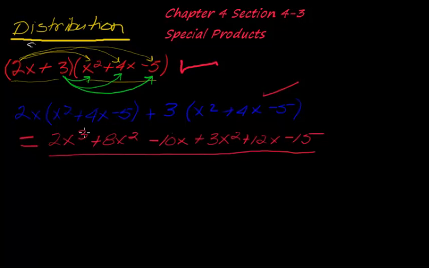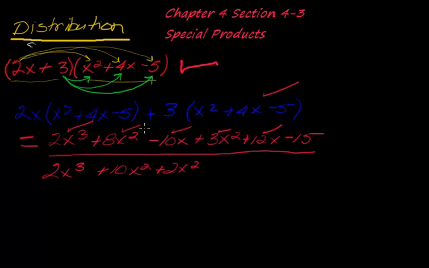So let's look at the third degree expressions here, and we only have one. That is 2x to the third. Check it off. Let's look at x squareds. That's here, 8x squared plus 3x squared. Positive, positive, that is plus 11x squared. Now go to the first degree, which is negative 10x and positive 12x. Be careful. Negative 10x plus a positive 12x is plus 2x.